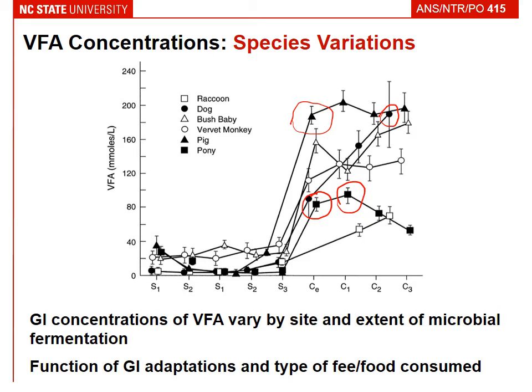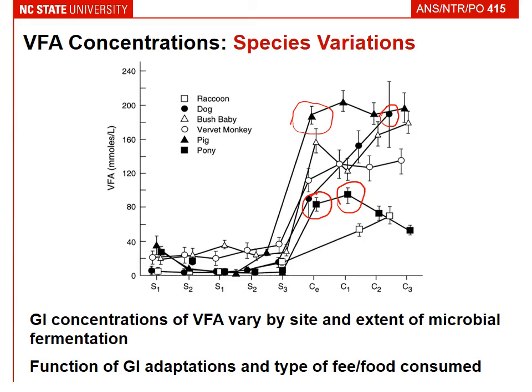So our GI concentrations vary by the site and extent of microbial fermentation. So you can see here that the pig, and especially if you remember the anatomy of the pig, they have a lot of volatile fatty acid production within the cecum. And they also have a pretty extensive hindgut colon. So they still have a lot of fermentation that's occurring in their colon.